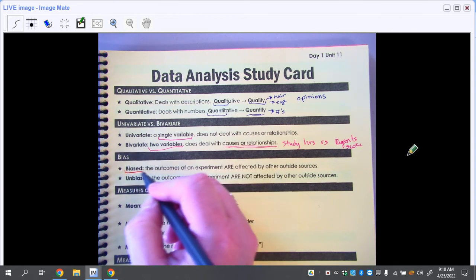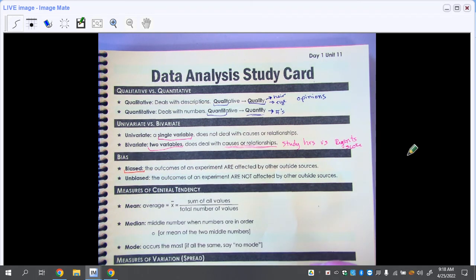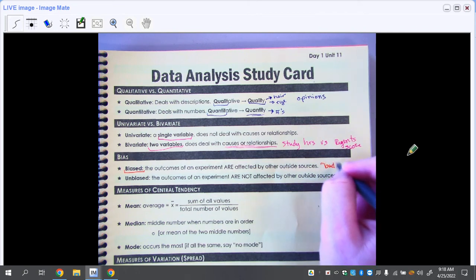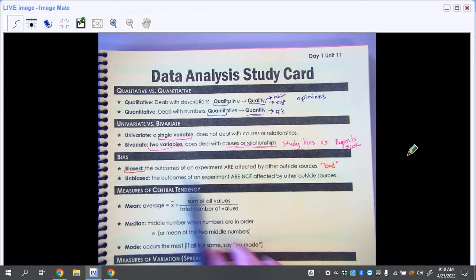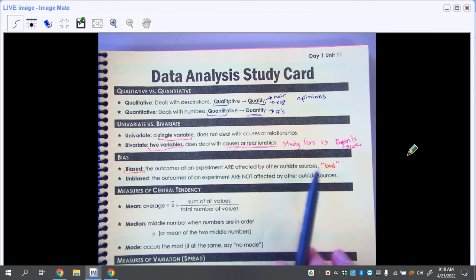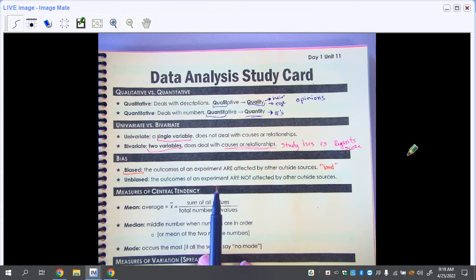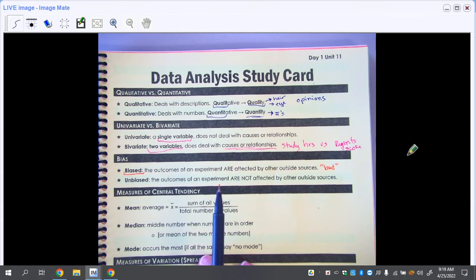Biased. We are going to be talking about biased a little bit more. Biased is bad. That's the way I always explain it. Remember, bias is bad. They both start with B. So the outcomes of an experiment are affected by other sources. So let's say you're conducting a survey and all of the people answering the survey are your friends and family. That could be a biased survey because they could be answering the questions the way that they think you want them to answer the questions. Okay, so you're not getting the true answers, you're getting a skewed, biased answer.